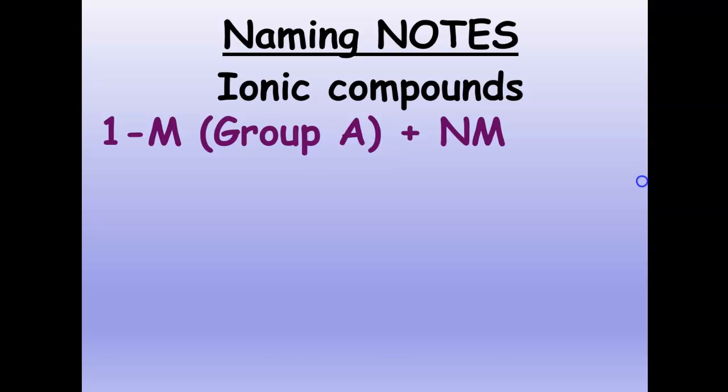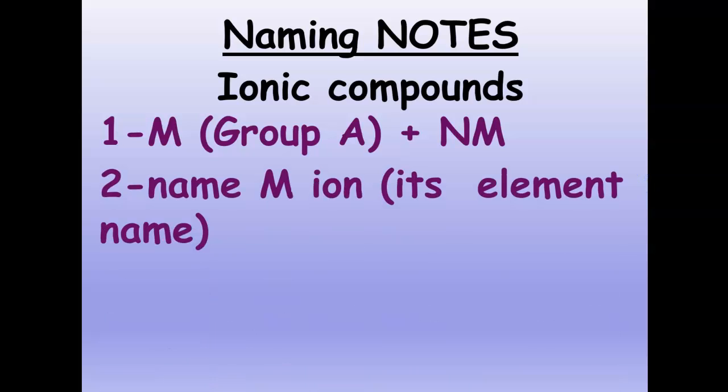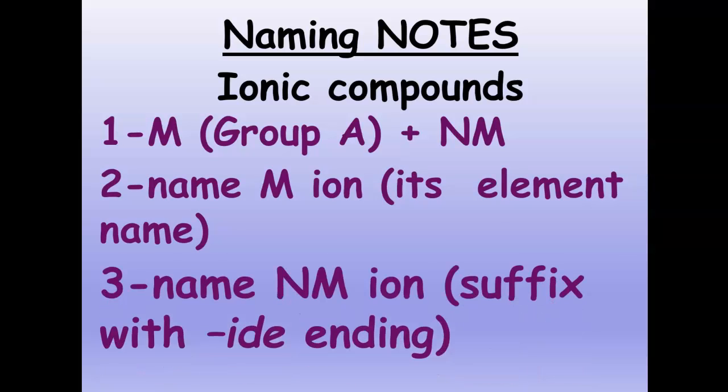So when you're naming them, you name the first ion, which is just the element's name. And then when you name the second ion, which is the nonmetal, it has the suffix, the IDE ending. You remember when we were naming ions last semester, when we were talking about the different ions that are made from metals and nonmetals.